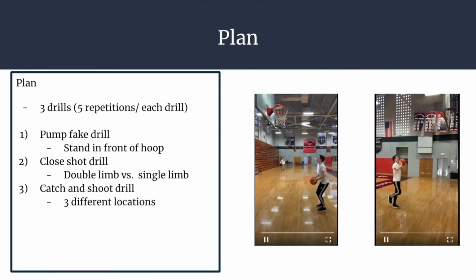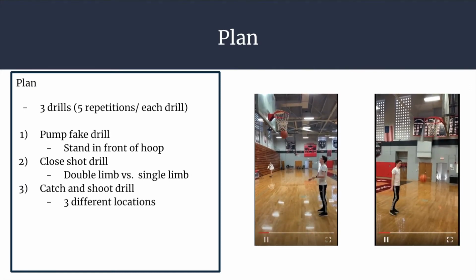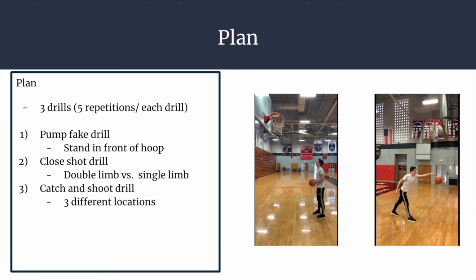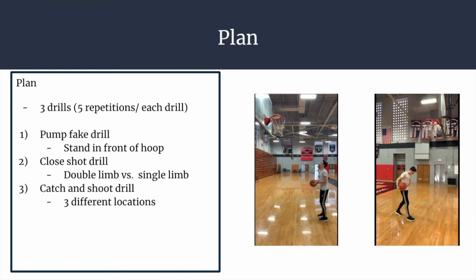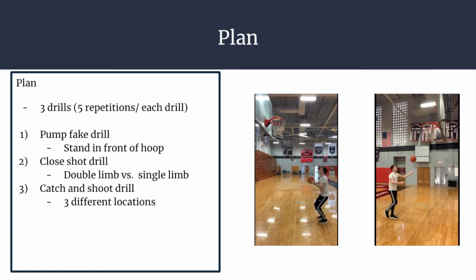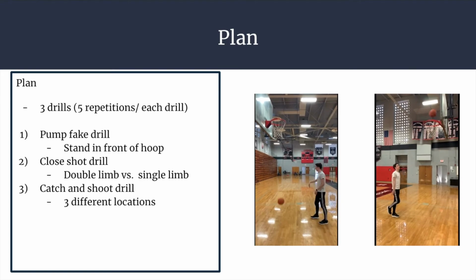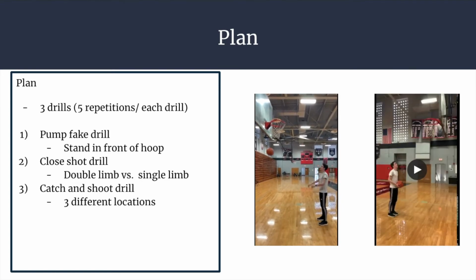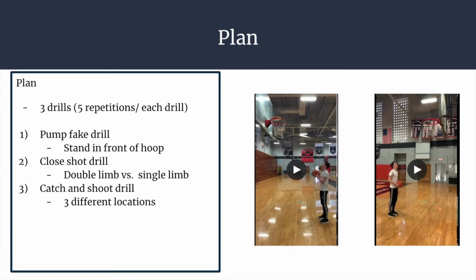My plan consisted of 3 different drills. The first one was a pump fake drill. Tristan would stand in front of the goal and go through the shooting motion. However, he would not release the ball. The second one was a close shot drill, where Tristan would stand in the same place as for the pump fake drill. However, this time he released the ball. Also, as shown on my right, he would either use a double limb or single limb stance.